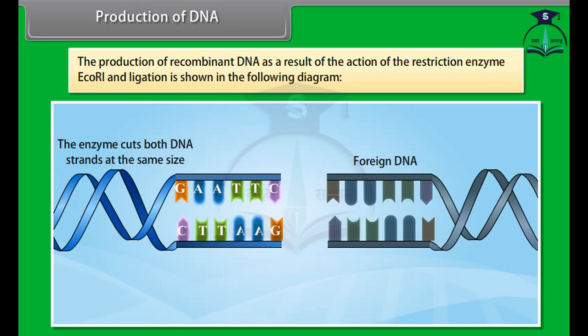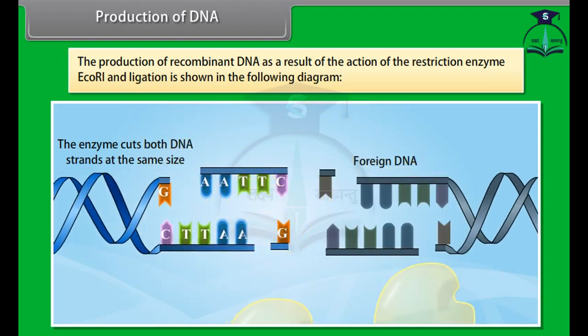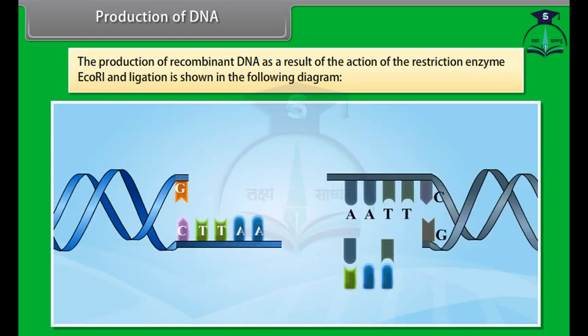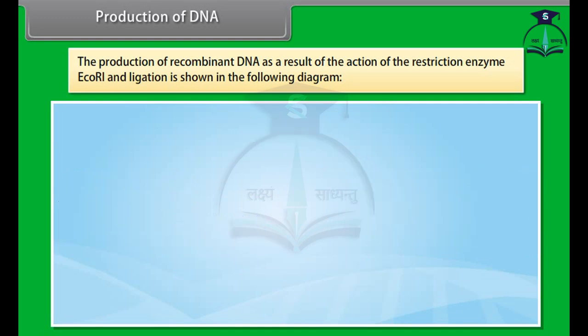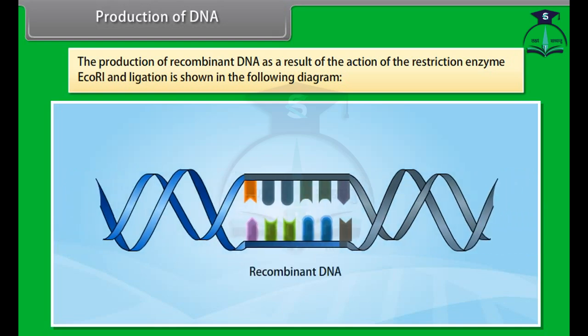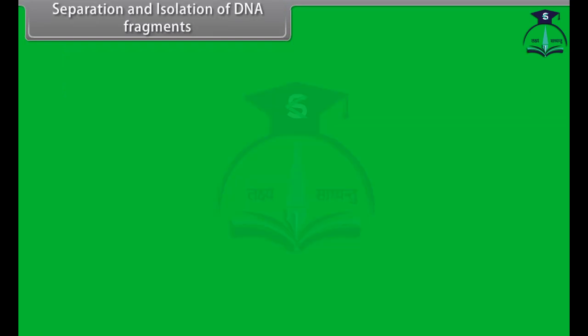The enzymes cut both DNAs at the same site. After that, both DNA fragments can be joined at the sticky ends, and it results in a recombinant DNA. Separation and isolation of DNA fragments.